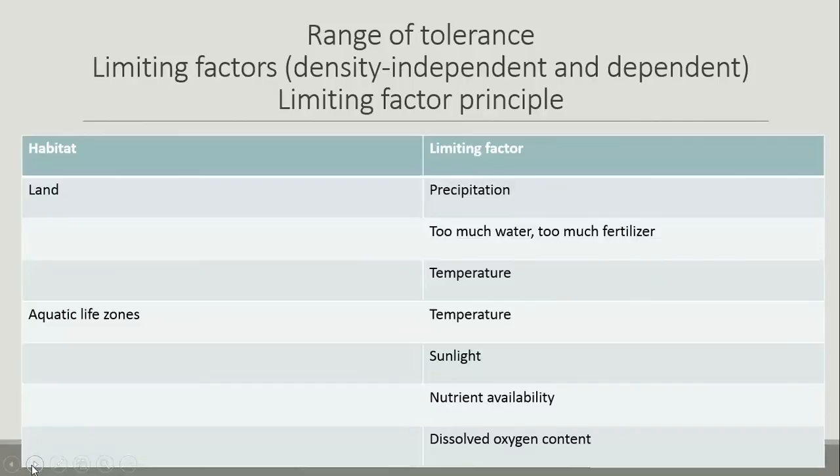And then taking a look at some of these limiting factors for organisms that live on land or in aquatic life zones. On land, certainly precipitation is a limiting factor. And when you're dealing with some plant species, too much water can be a limiting factor. Too much fertilizer can be a limiting factor. And obviously, temperature is a major limiting factor. I mean, the biomes themselves are really made up of temperature and precipitation. That's climate. But when you're dealing with aquatic life zones, these four things here are certainly major limiting factors: the temperature of the water, the amount of sunlight that penetrates the surface and how far it goes down, what kind of nutrients are available, and then, of course, we also talked about the dissolved oxygen content.